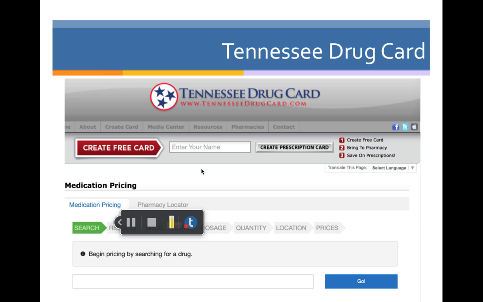If you also go to their website, you can search and the patient can have an idea of what the medication price would be. Most of the time it's not going to vary based on pharmacy, but it might, and so that gives the patient an idea before they go to a pharmacy with a prescription what they're looking at cost-wise.